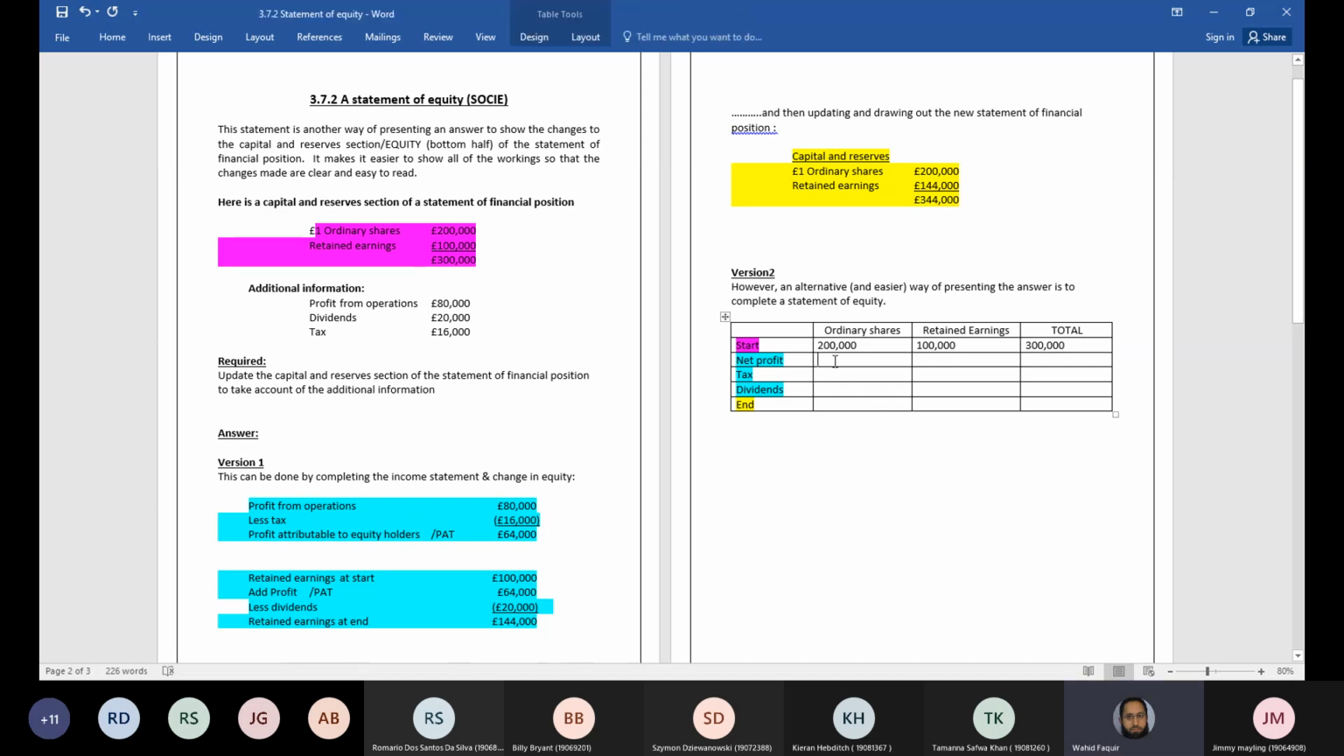Then you look at what happened during the year. Net profit is the same as profit from operations. You put that under retained earnings because it's got nothing to do with ordinary shares, it's to do with retained earnings. Retained earnings is a calculation adjusting the net profit essentially. It's an accumulated profit after tax and dividends. So we've got 80,000.